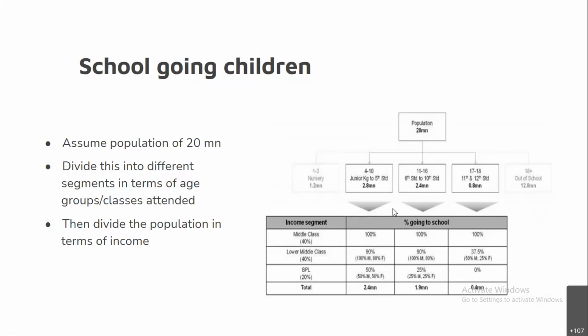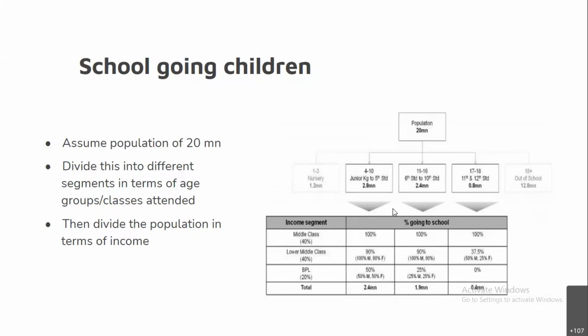But it's always better to explain why 4 to 10 is a thing and why it can't be 4 to 18. So you'll have to explain why primary school is what matters. Okay, so you assume values for each of these segments. Now that's your first level of segmentation done.